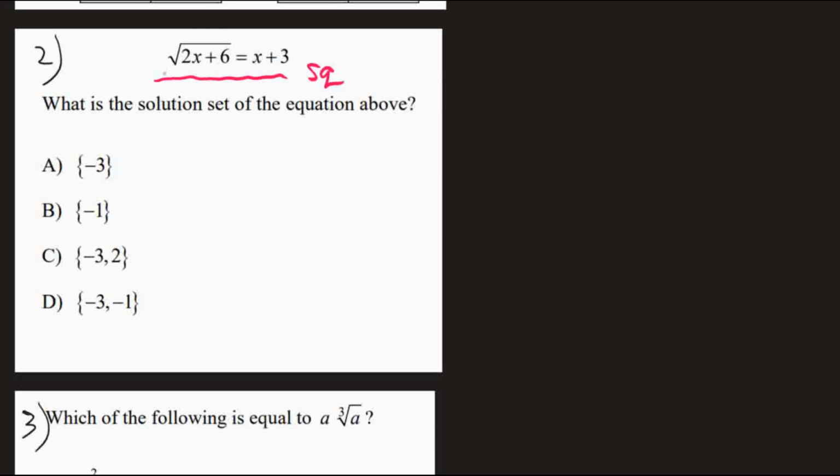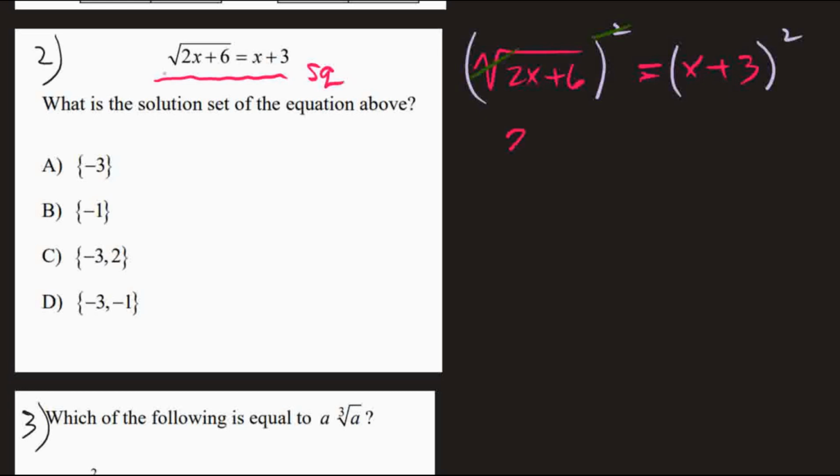So to cancel the square roots, we square both sides. The square root of 2x plus 6 plus 3, then we square. The square and square root cancel out. So what we have left is 2x plus 6 equals (x plus 3) squared.